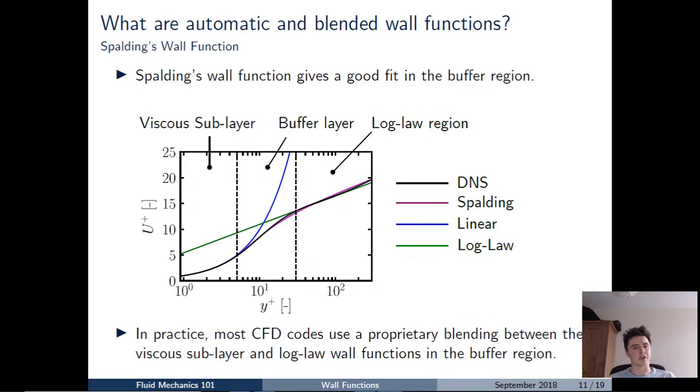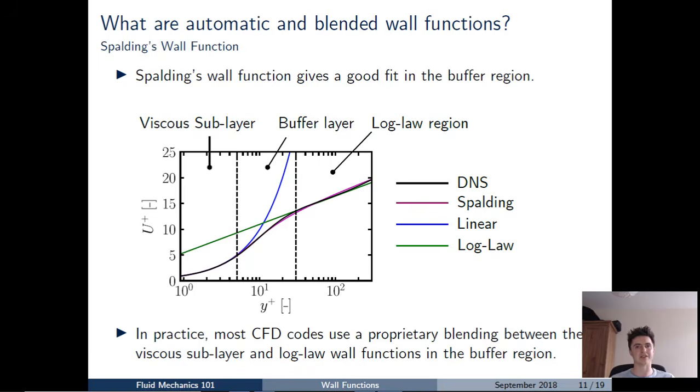Here you can see we've got the same plot as before with the observed data and the linear and log law wall functions, but now we've got the Spalding wall function in purple as well. And we can see that the Spalding wall function actually is a very good fit in the viscous sublayer and does a pretty good job in the buffer layer of capturing that observed behavior, and then overpredicts slightly in the log law region. So the Spalding wall function is one approach we could take.